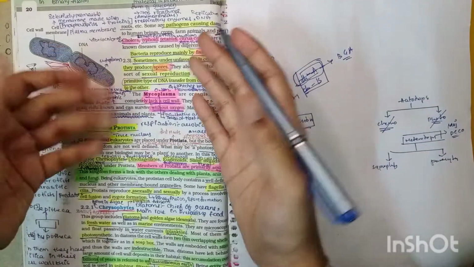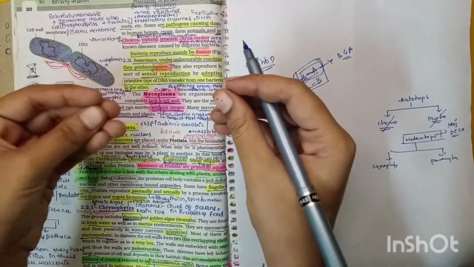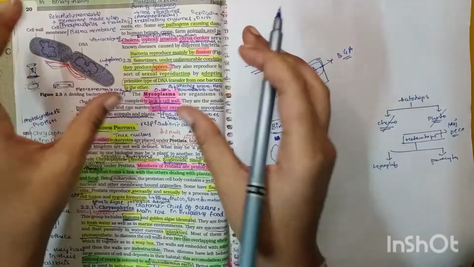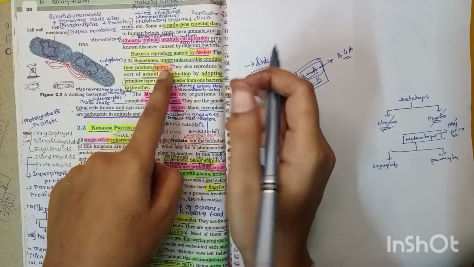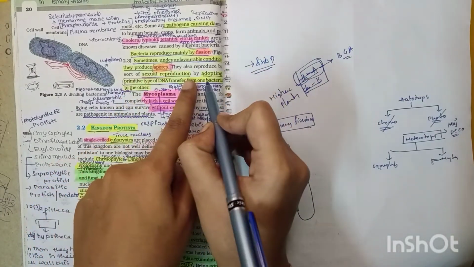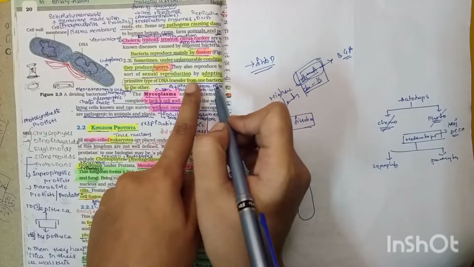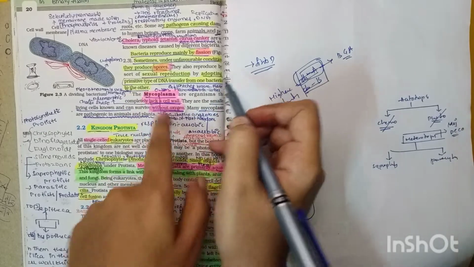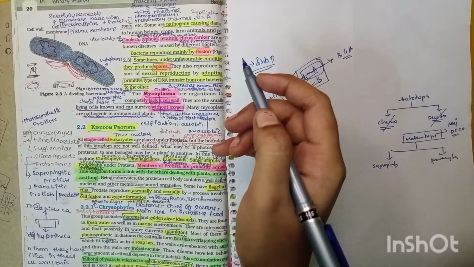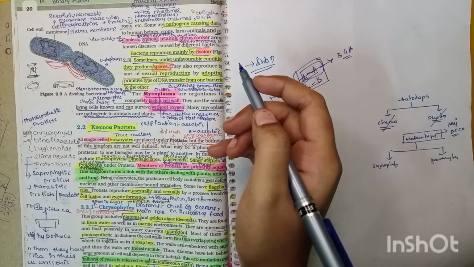Now what are spores? Spores are some fruiting bodies which will in turn give the full body of the bacteria. It is an asexual reproduction. They also reproduce by a sort of sexual reproduction, by adopting a primitive type of DNA transfer from one bacterium to another bacteria. Primitive DNA transfer is an old type of DNA transferring shown by the bacteria.